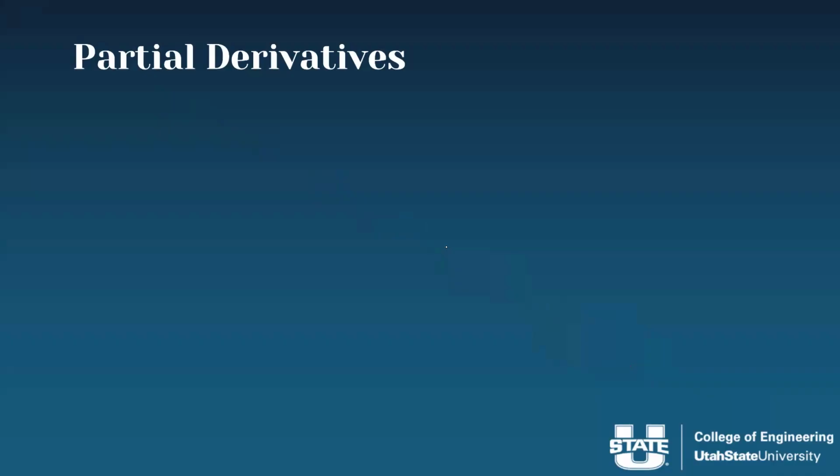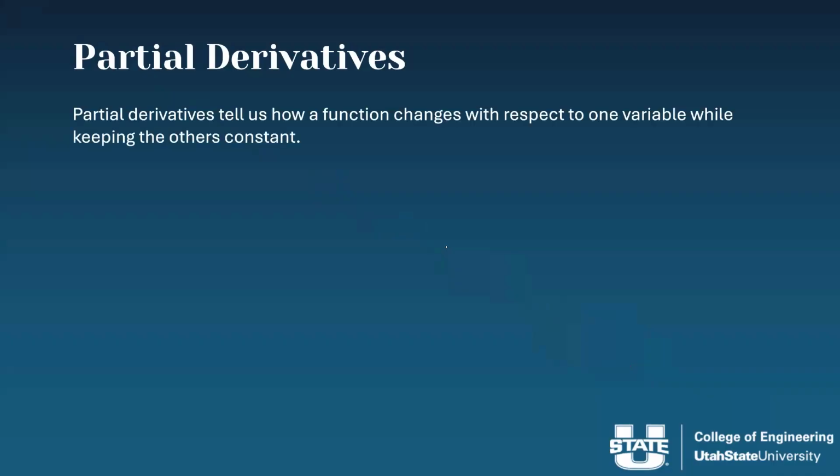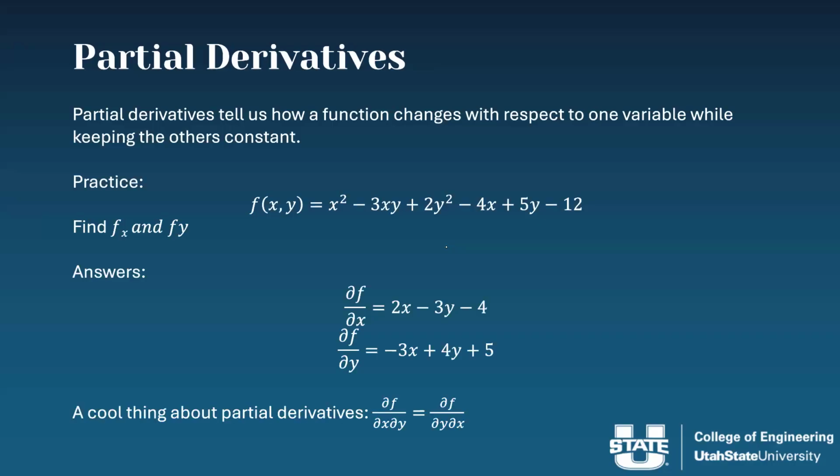So I'm assuming you guys know what partial derivatives are, but we'll go over them just real quickly. We don't have to do an example or anything, just because I bet you guys are good with it. Partial derivatives tell us how a function changes with respect to one variable while keeping the other variables constant. So that's pretty much what they are. I'm assuming you guys don't really care to do a practice problem with them. Do you guys know about that little factoid in the bottom?